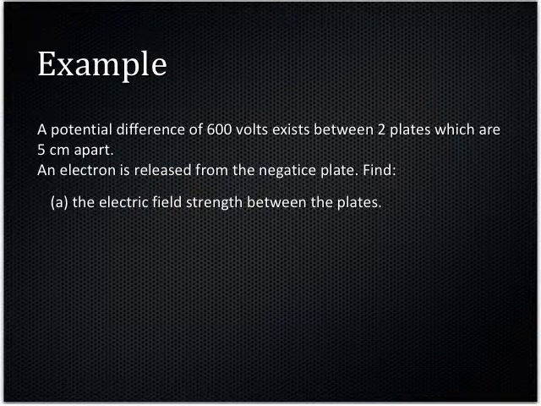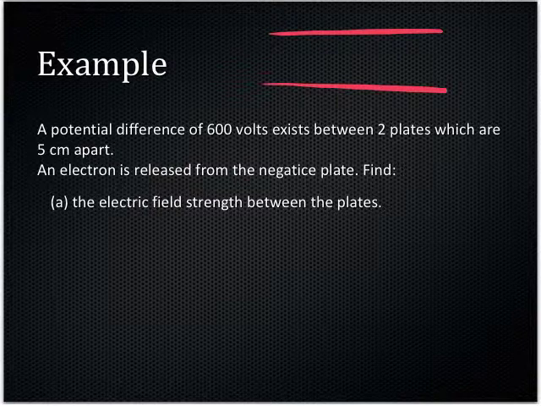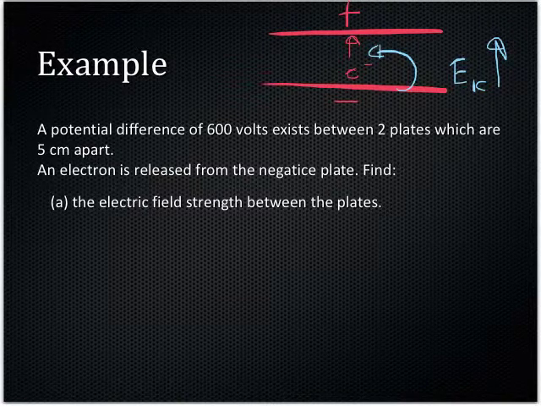As an example, a potential difference of 600 volts exists between two plates which are 5 cm apart. An electron is released from the negative plate. So in other words, we have two plates, a negative and a positive plate, and an electron is released from here. It's going to fly up there. It's going to have work done on it, increasing its kinetic energy. It's gaining potential energy and is turning into kinetic energy.